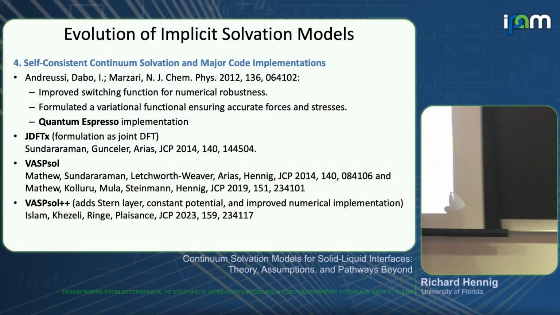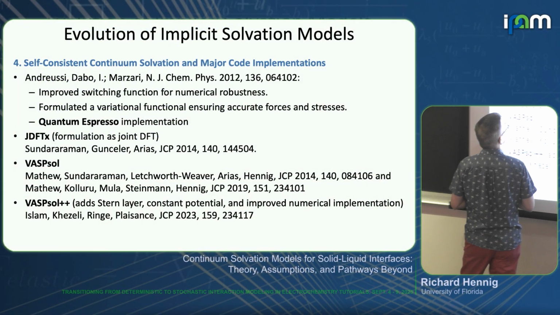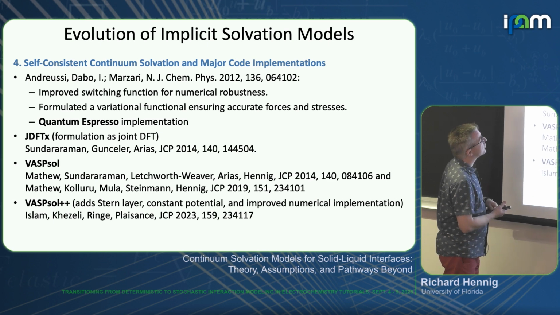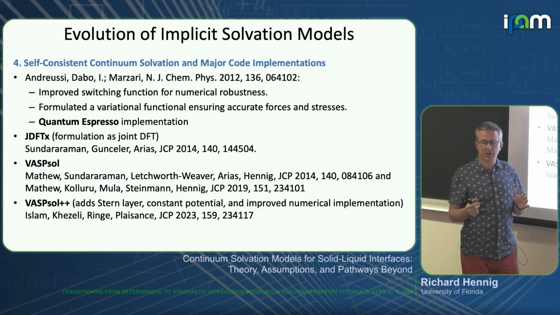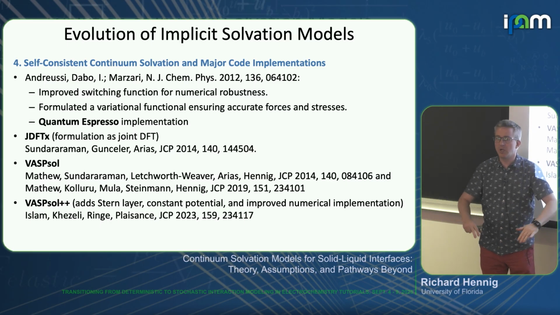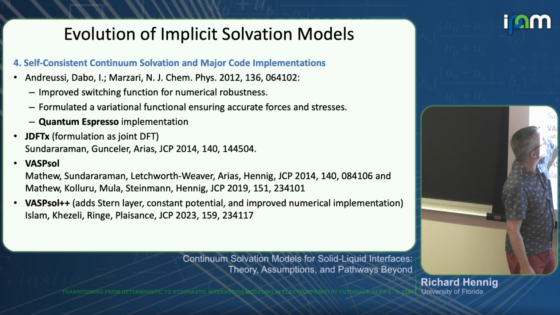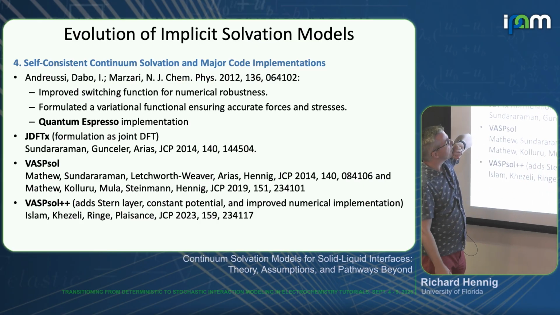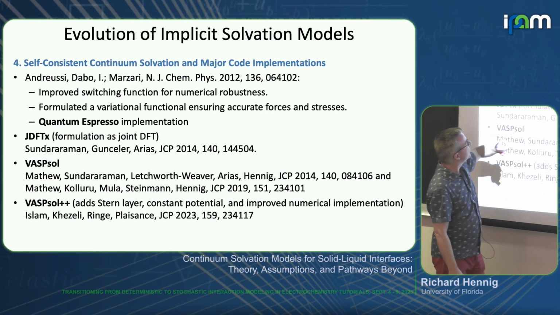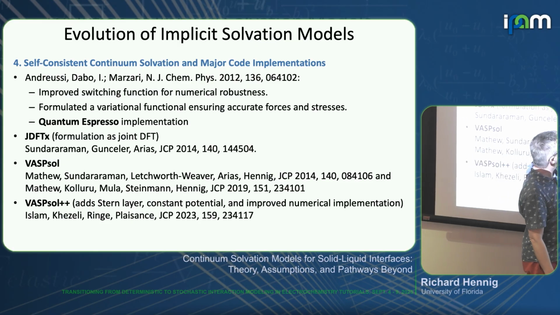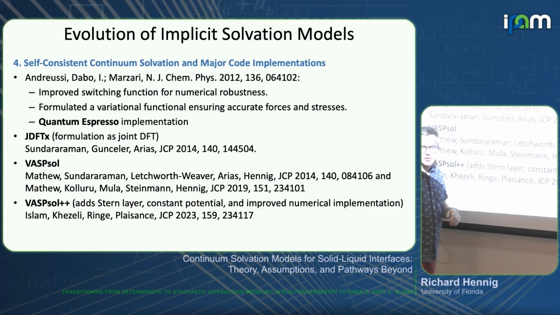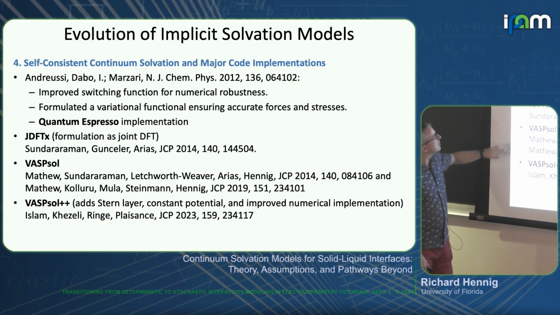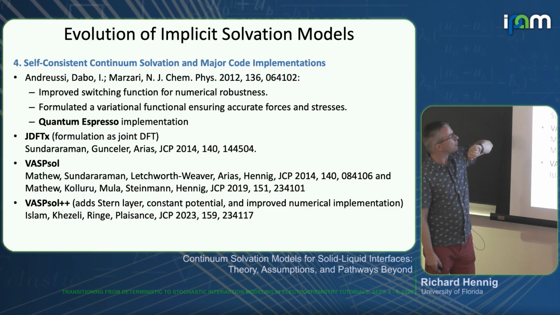There was work originally by Nicola Marzari's group, which essentially used the Fattebert and Gygi scheme. They changed that switching function, so when the charge density becomes small and the cavity turns on, they use something numerically more robust. They also completed the variational approach to ensure that they get accurate forces and stresses, so they included all the functional derivatives for the forces and stress, and they implemented that in Quantum ESPRESSO.